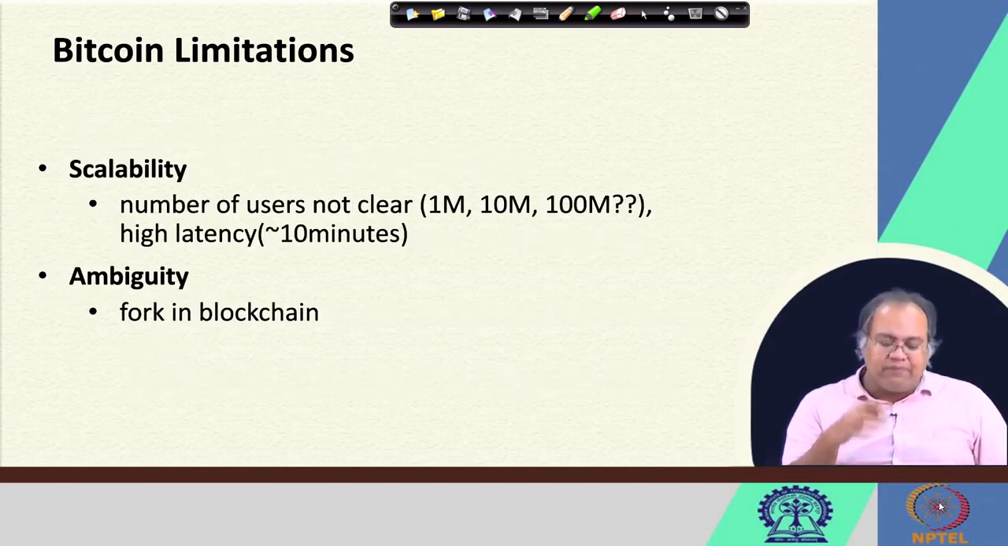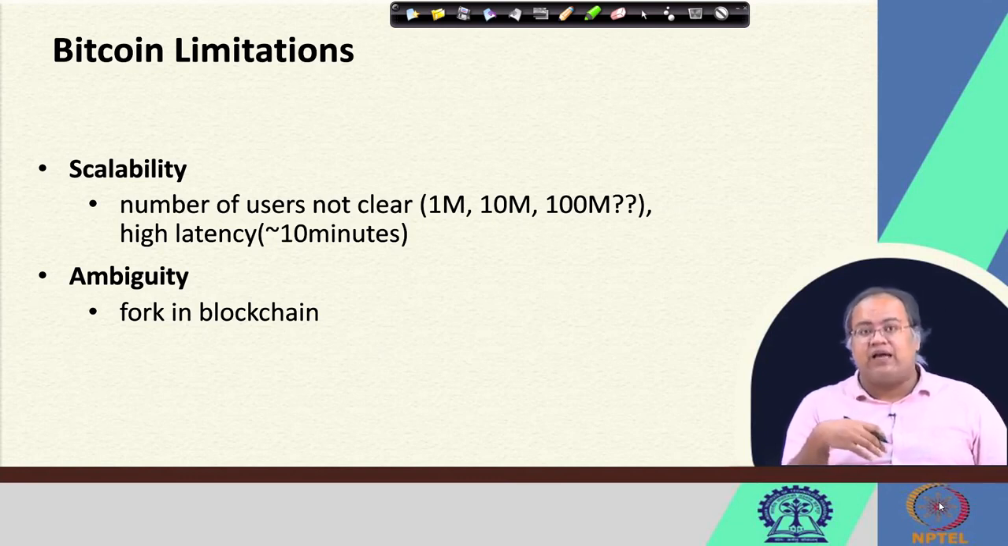Another problem is the scalability issues. The number of users it can support is not clear, whether it is 1 million, 10 million, or 100 million, because we do not have any mathematical bound, but we see that it has high latency, around 10 minutes to mine each block on average. And with forks there might be ambiguity, and forks do not help the system reach consensus finality, as we discussed earlier.